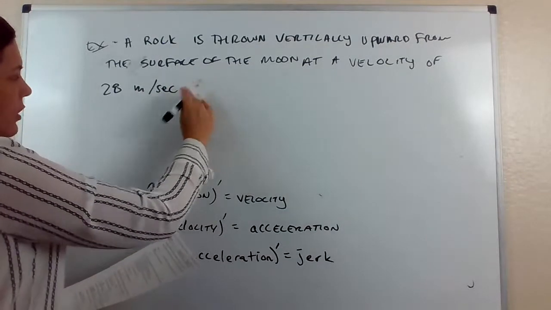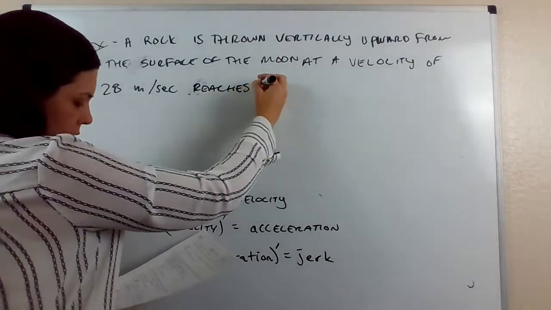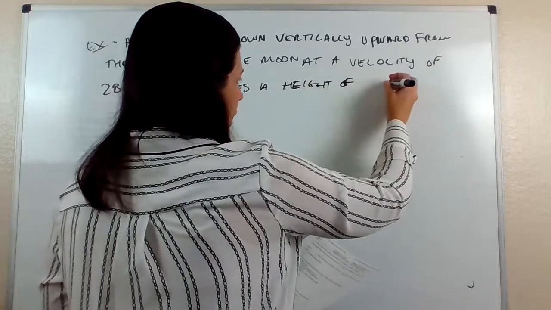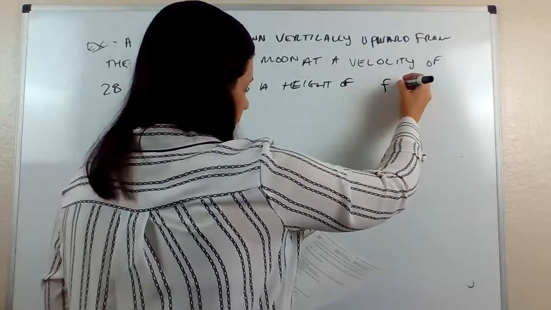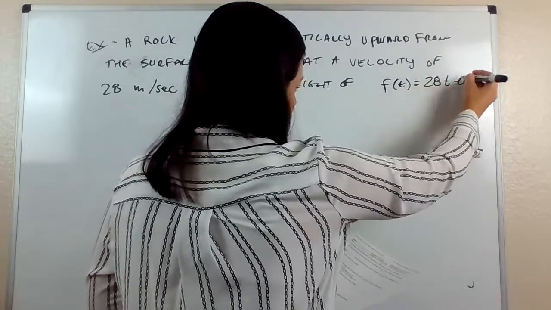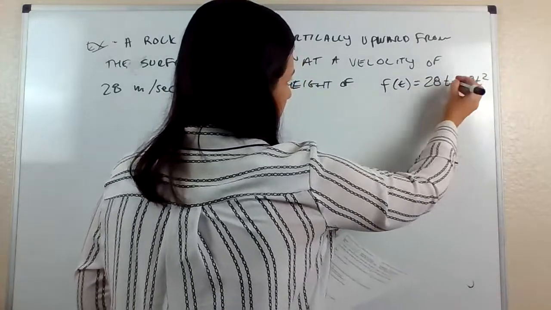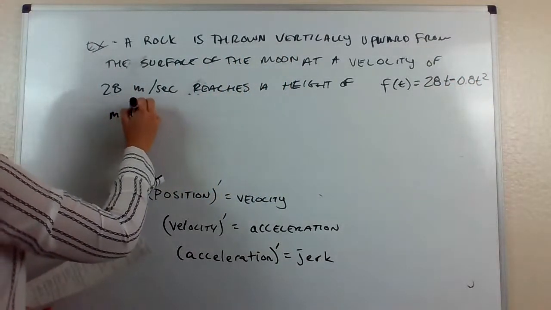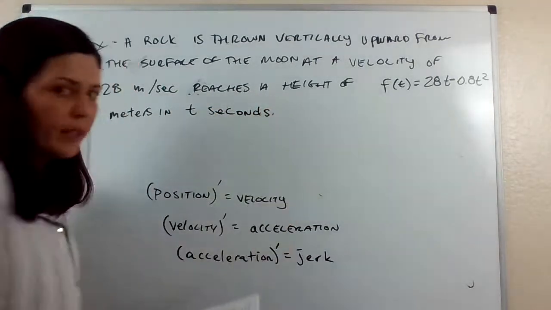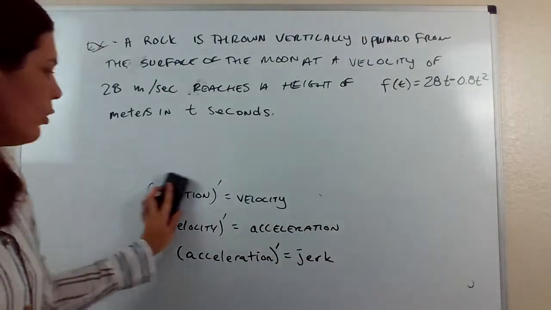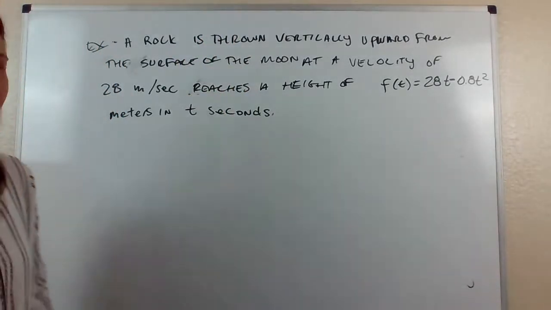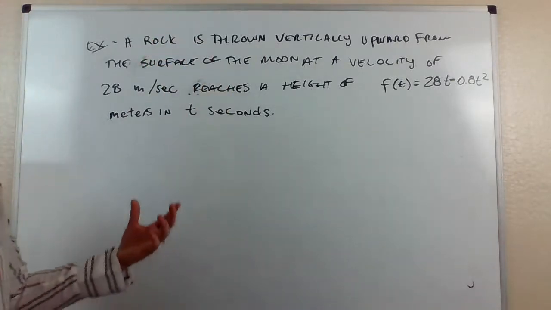And this reaches a height of, let's go with f of t, and it's 28t minus 0.8t squared, that's a minus, meters in t seconds. Okay, so there's our background, no questions just yet. We're throwing a rock vertically up, we're on the moon for some reason. So throwing the rock vertically up, and we know some stuff.